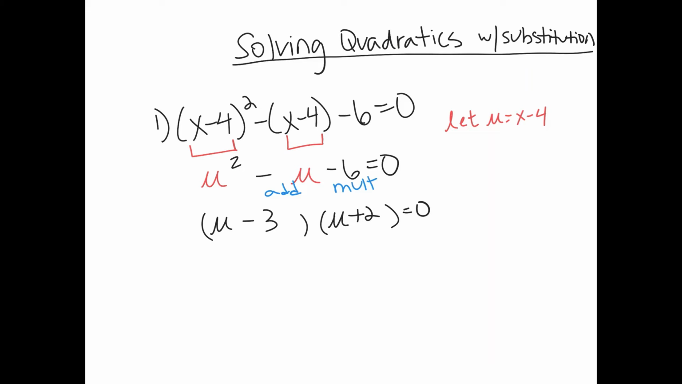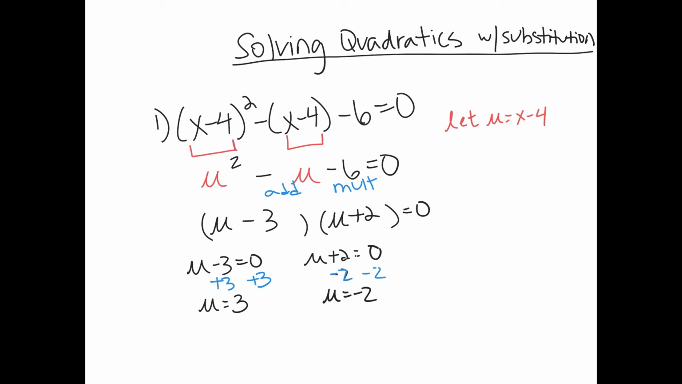Well, if something times something equals 0, we can use what's called the zero property. And multiplying to 0 means that one of these is 0. So we're setting each parenthesis equal to 0. Isolate the u. So here on the left-hand side, I can add 3 to both sides. If I add 3 to both sides, u equals positive 3. If I subtract 2 from both sides, u equals negative 2.